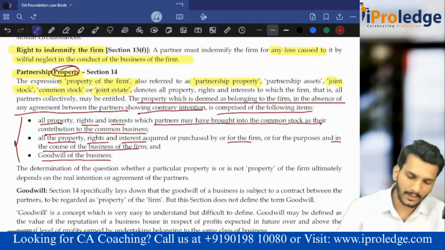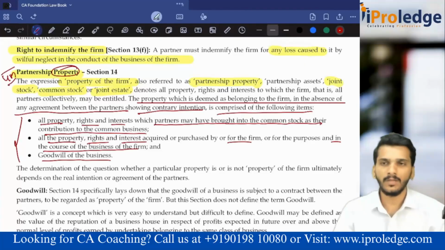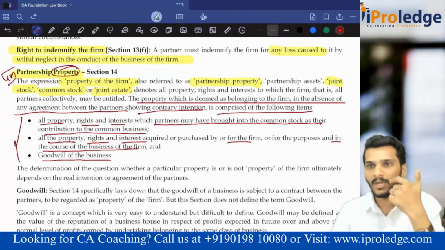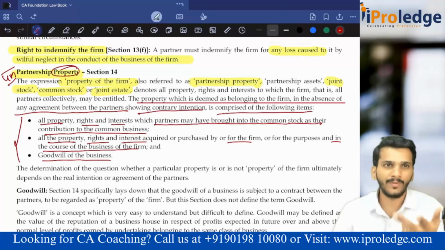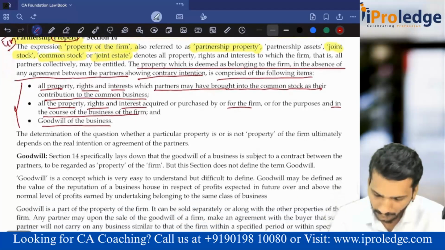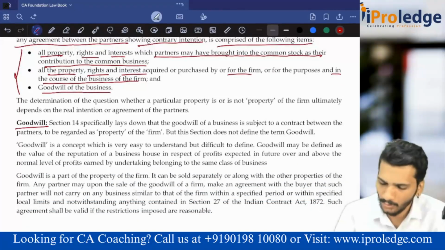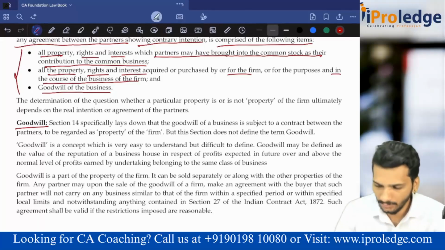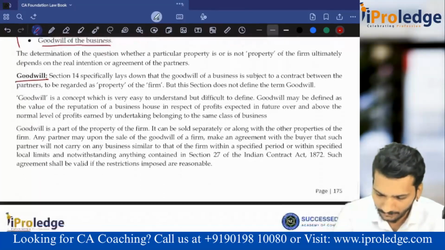It can also be asked as a 4 marks question. Partnership property: the capital contribution initially brought by the partners, capital profit which is retained in the partnership firm in the course of business, then goodwill generated in the partnership firm. What is goodwill? I don't want to read all these things. It is like an intangible asset. The definition they'll give, you can go through that later.